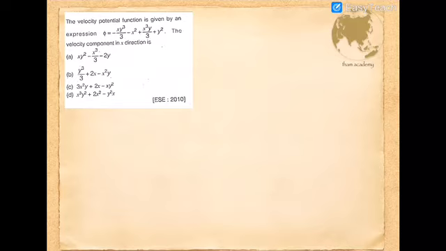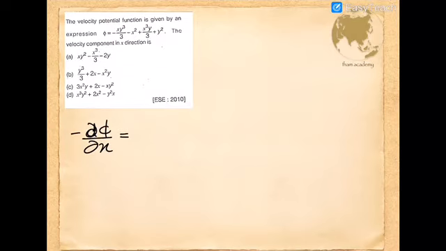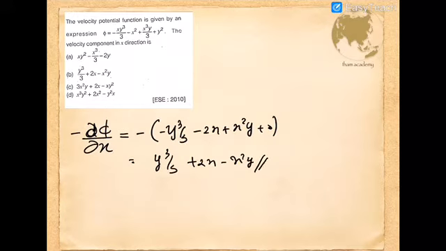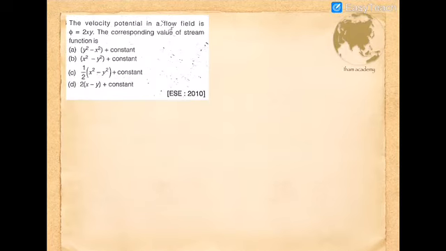So from the potential function definition, if we take the negative derivative of the potential function with respect to any direction, we will get the velocity in that direction. So we can take the derivative with respect to x and take the negative value. So definitely that is minus of ∂φ/∂x, we can write that as minus of y cube by 3 minus 2x plus x square y plus 0 value. If we multiply the minus into the bracket, we get y cube by 3 plus 2x minus x square y as the answer. So the correct option is option B. Option B gives the correct answer.